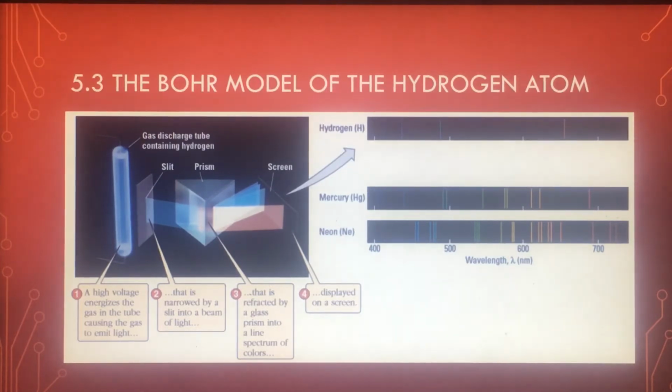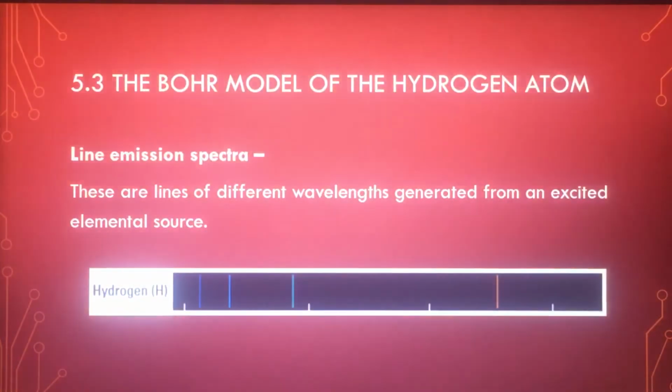Okay, so for hydrogen, we only have four. For mercury, we have multiple as well, as in the neon band. If we see the hydrogen band, yes, band, not bond, we have four bands. And this one is not continuous. We have just particular wavelengths. This is still a spectrum, but we call this line emission spectra or line spectra.